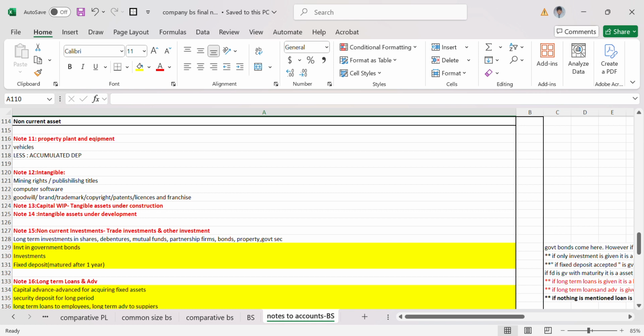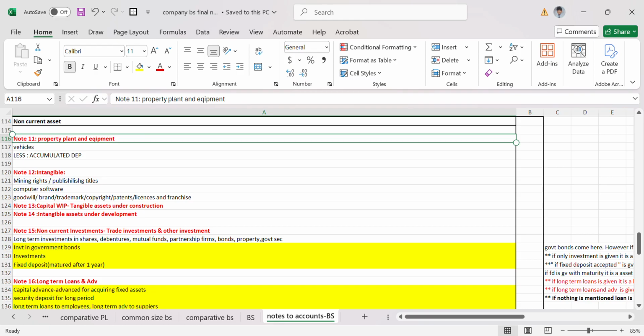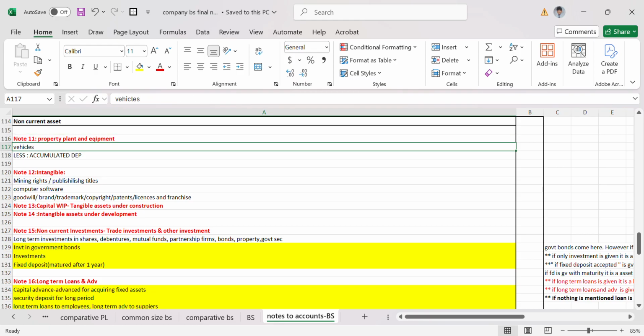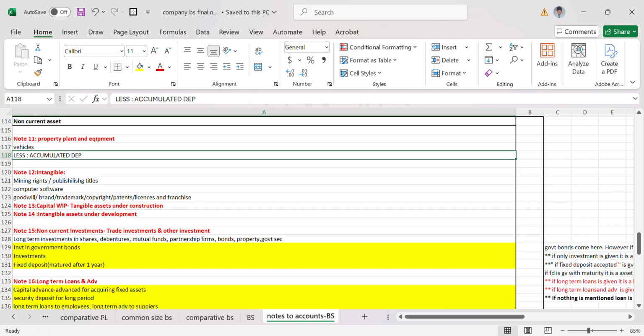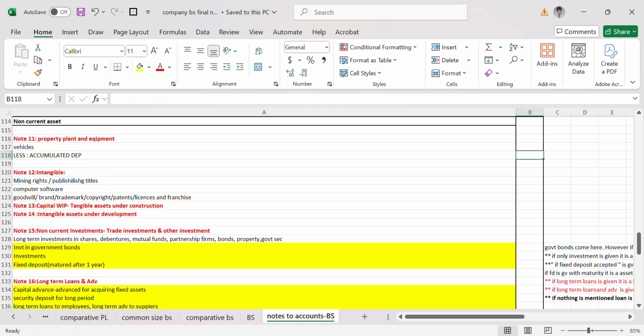Then we come to non-current assets. Under non-current asset, the first heading is property, plant and equipment. इसमें जितने भी assets होते हैं which you can touch and see comes under this, like vehicle, furniture, machinery, building, and so on, and you minus the depreciation on it. Find the amount posted in the balance sheet.